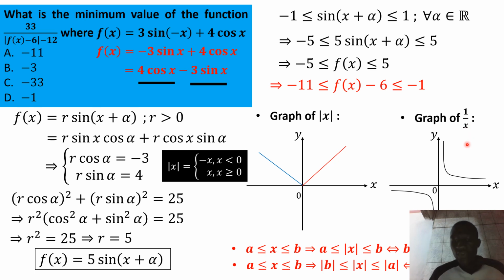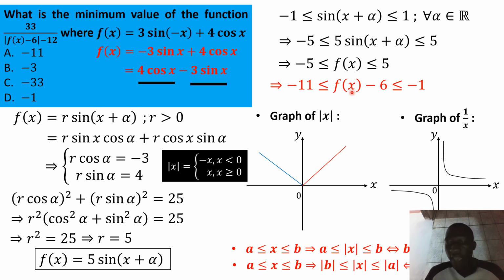Now, in this case, our f of x minus 6 is in an entirely negative interval from -11 to -1. That is why we have to be very considerate in applying the absolute value function. But if our f of x minus 6 was in a totally positive interval, we leave our bounds as such, meaning that when we take the absolute value, our bounds remain the same.